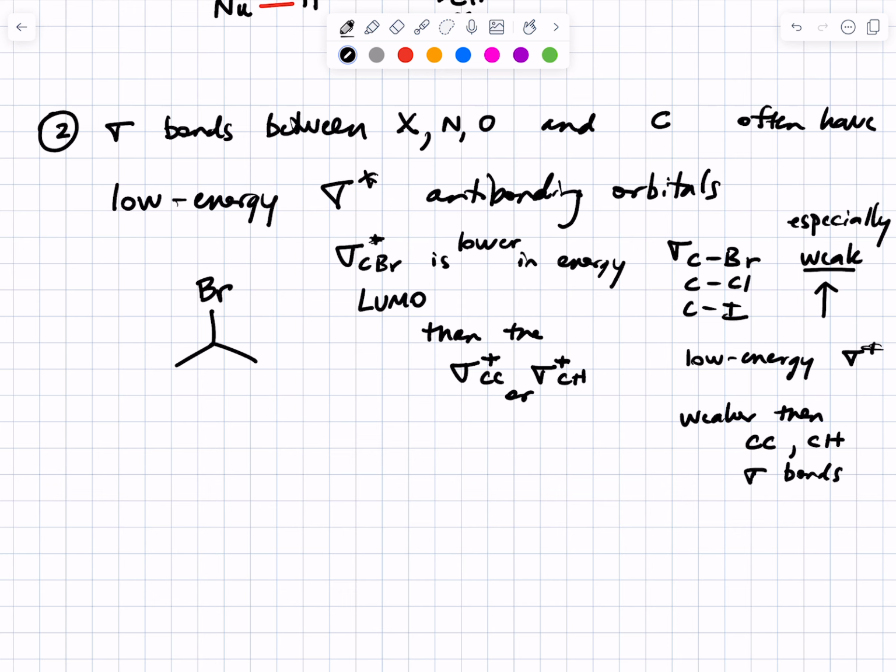But do you understand the jump we're saying? A weak sigma bond has a low energy sigma star. Okay? And if the carbon-bromide bond is weaker than the carbon-carbon or carbon-hydrogen bond, then you would expect the carbon-bromide sigma star to be the LUMO of the molecule. So let's just draw what that looks like.